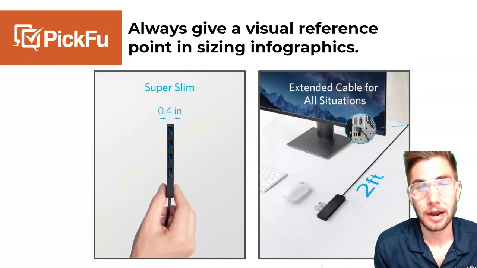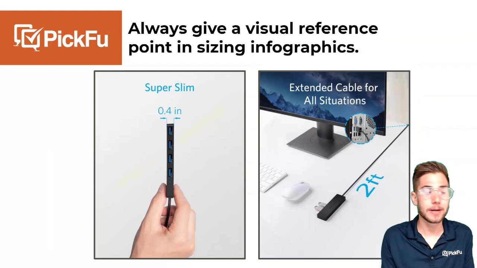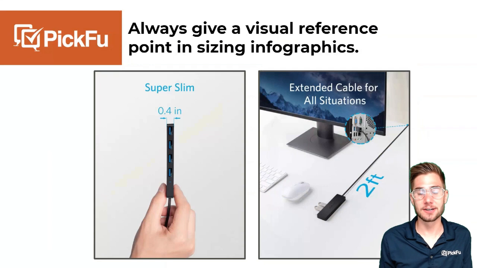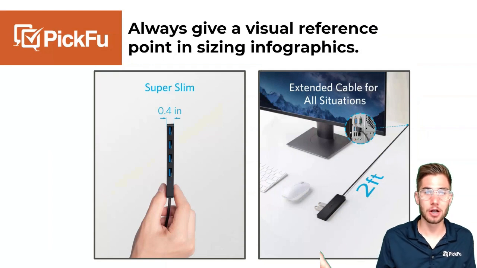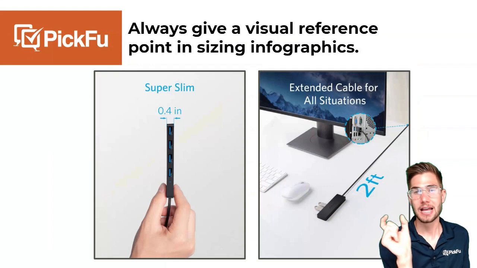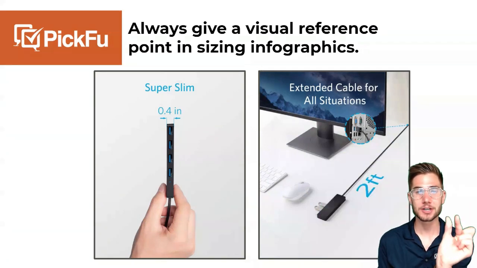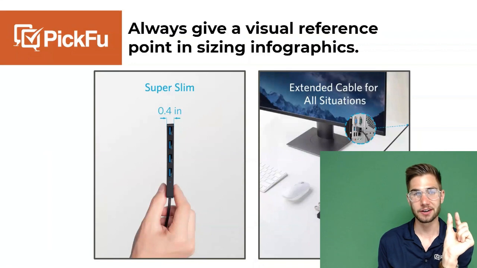As well, too, if you're ever making a sizing infographic, I always recommend giving a visual reference point. Our brain doesn't really think in terms of how big is 0.4 inches, how long is 2 feet. What it does think about is reference points of how big is something relative to something we know. So 0.4 inches means much more if I'm showing it between someone's fingers, right?